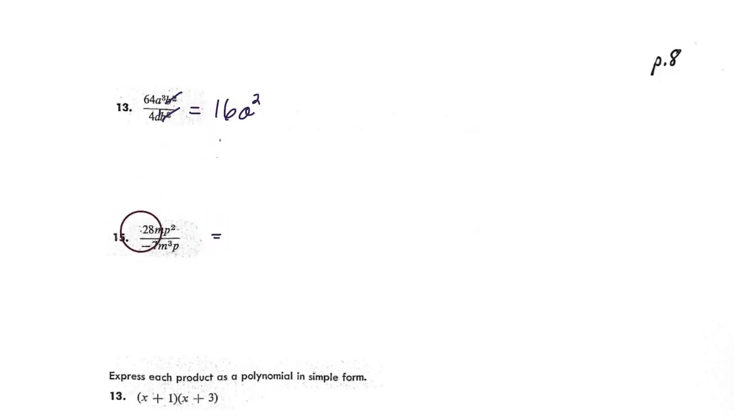Number 15, 28 divided by negative 7 makes negative 4. M to the 1 divided by m to the 3 makes m to the negative 2 when you subtract exponents. A 1 take away a 3 is a negative 2 exponent. Now the letter p. P to the 2 divided by p to the 1 makes p to the 1 when you subtract exponents. We learned not to leave negative exponents in our answers, so when you rewrite it, the m to the 2 goes in the bottom.